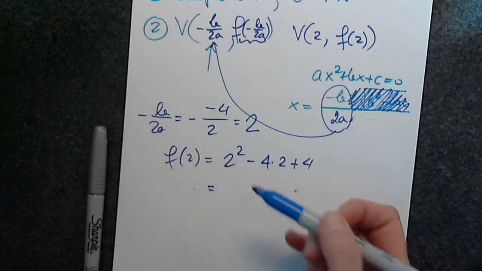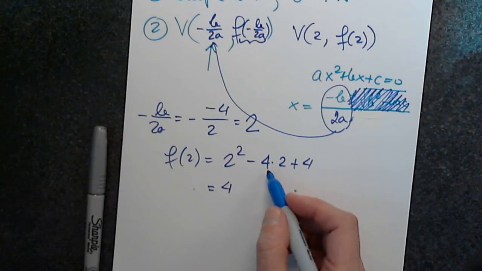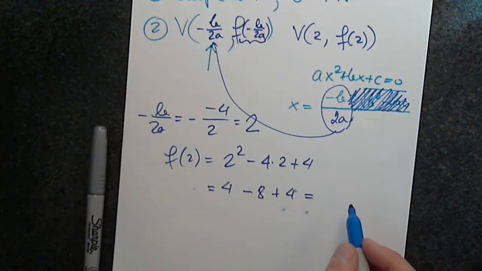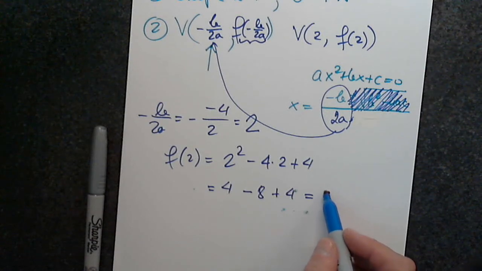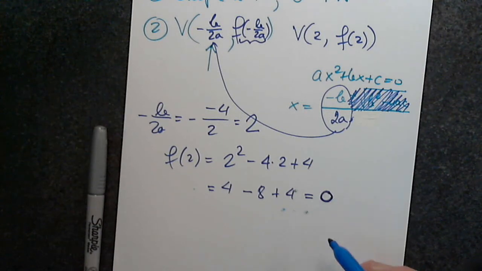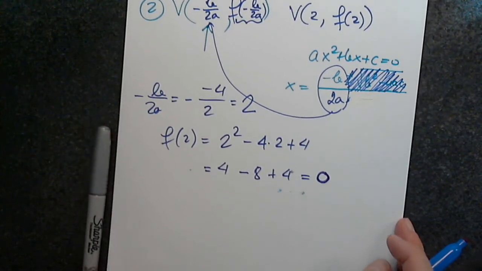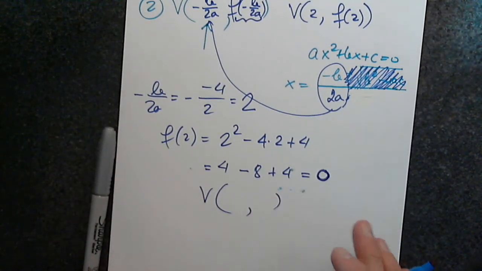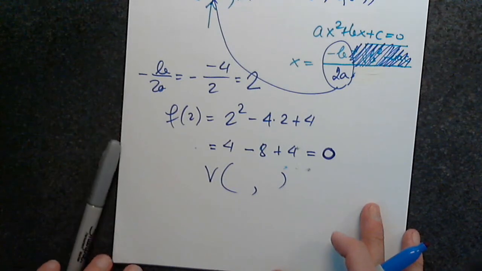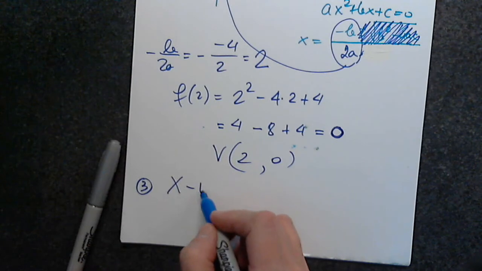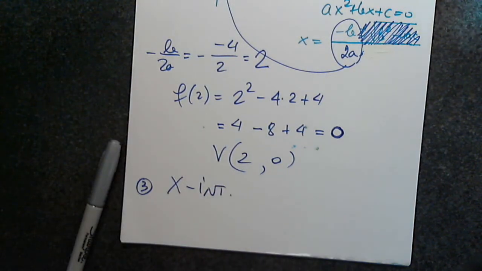How much is 2 squared? How much is negative 4 times 2? Plus 4. So the answer is... agreed? Correct? Good. So then the coordinates of the vertex for this particular function are 2, 0. Number 3, x-intercepts, if they exist.